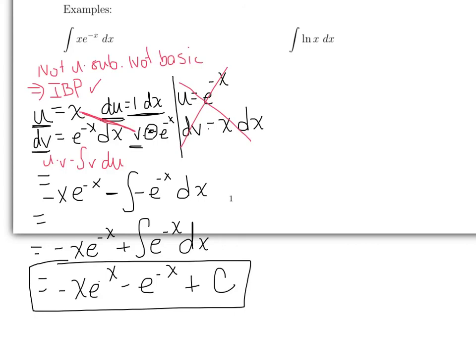We'll work plenty more examples in class on Friday.